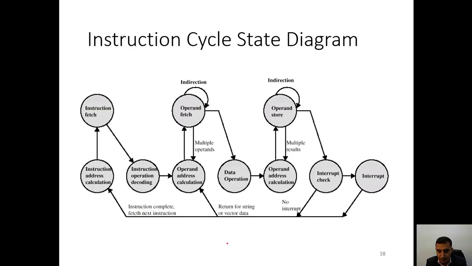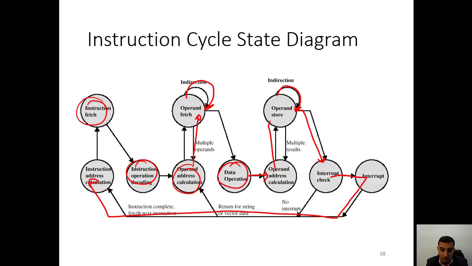Now this is the diagram with the indirect cycle. You see here we start with fetch, then we do the decoding, and we fetch the operands. In fetching the operands, is there an indirect operation inside? Once we finish, we go for a data operation such as addition, subtraction, whatever. Then we calculate where we are going to store the result. We store the result, and we may have some indirect result storing. Once we finish, we check for interrupts. If we don't have interrupts, we go back. If we have interrupts, we service them, and then we go back to our next instruction.